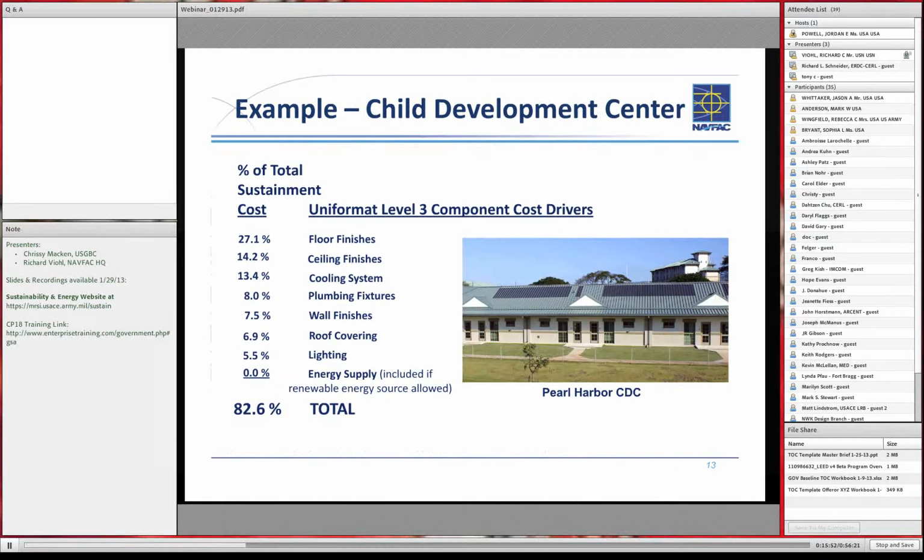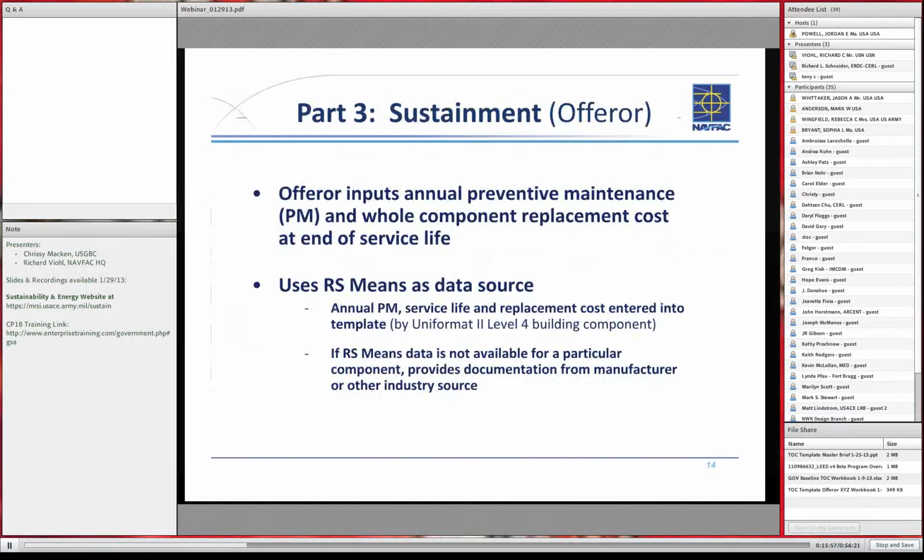And this is just how we get up to roughly 80% on each of these facility types, but we don't need to spend time on that.